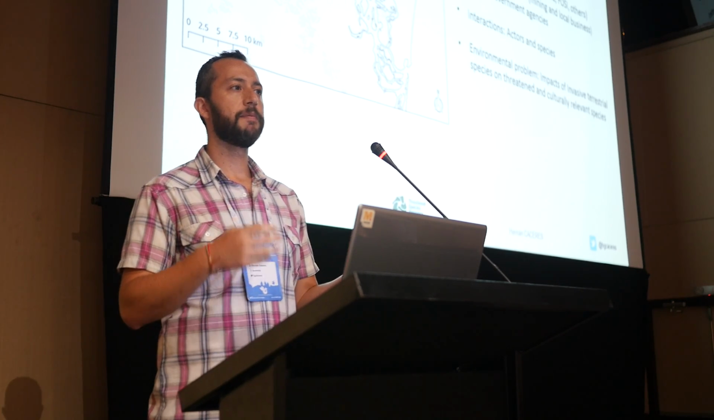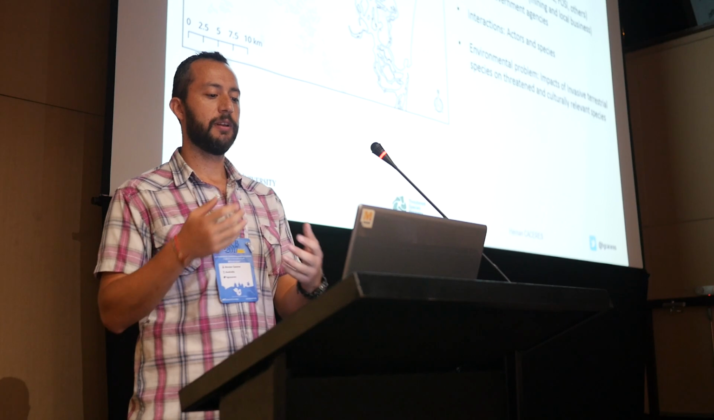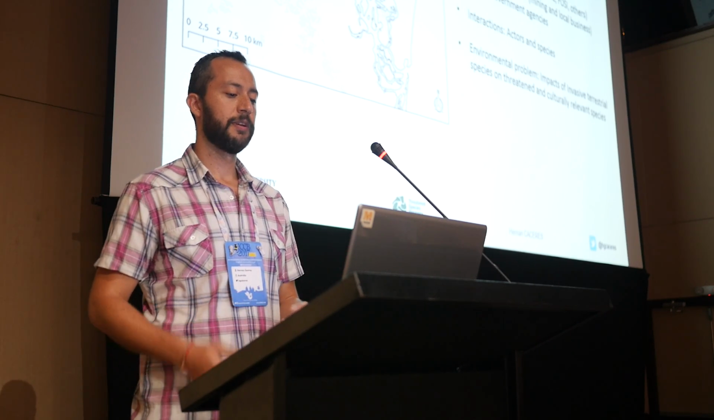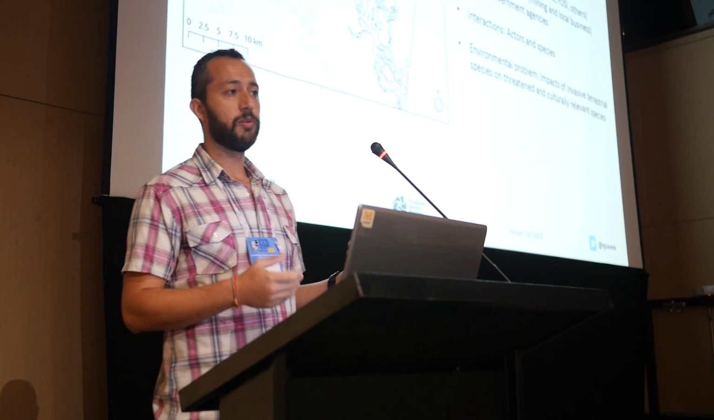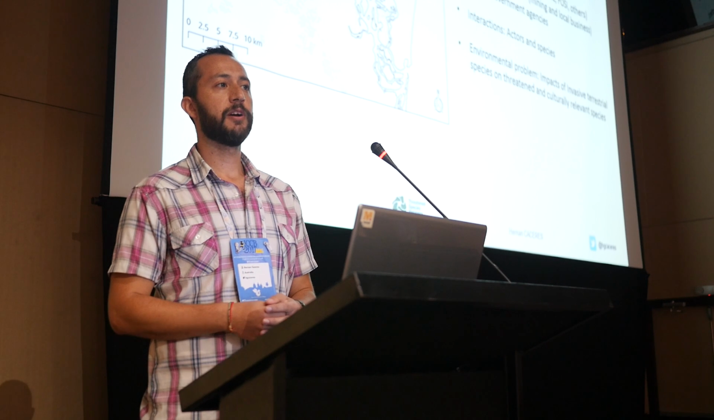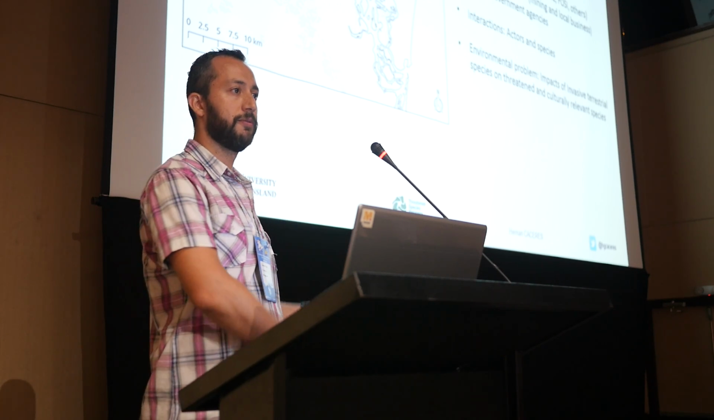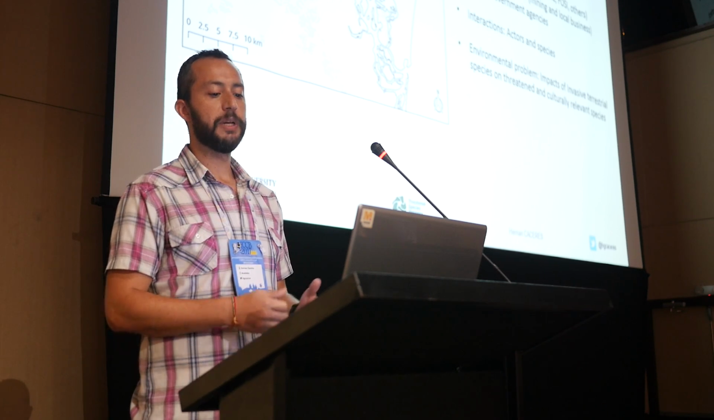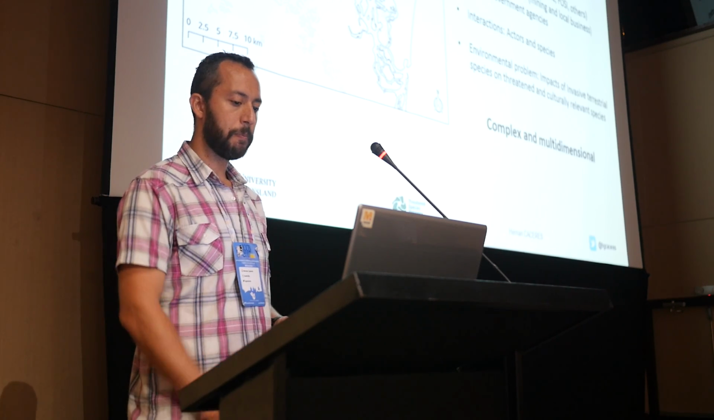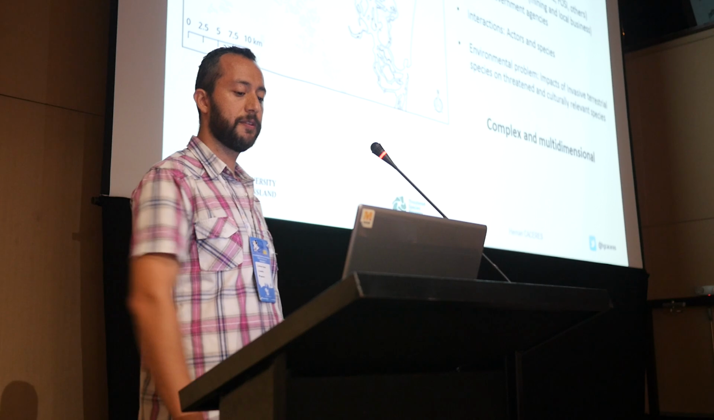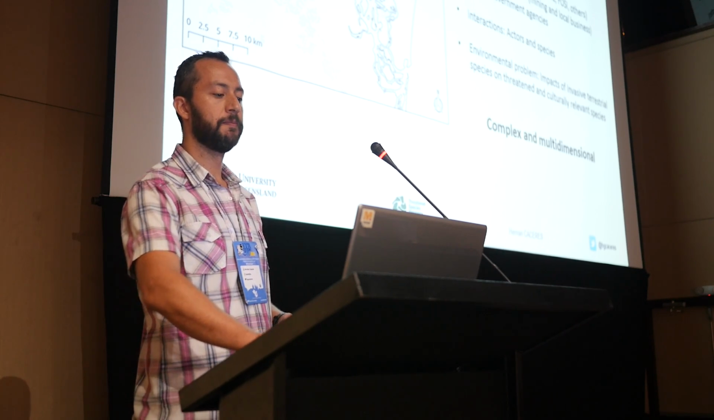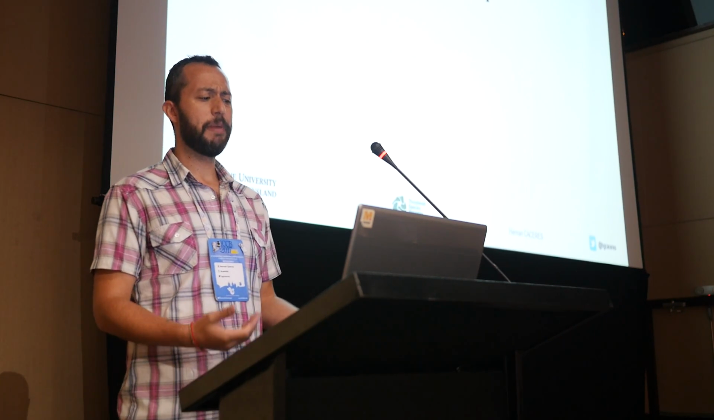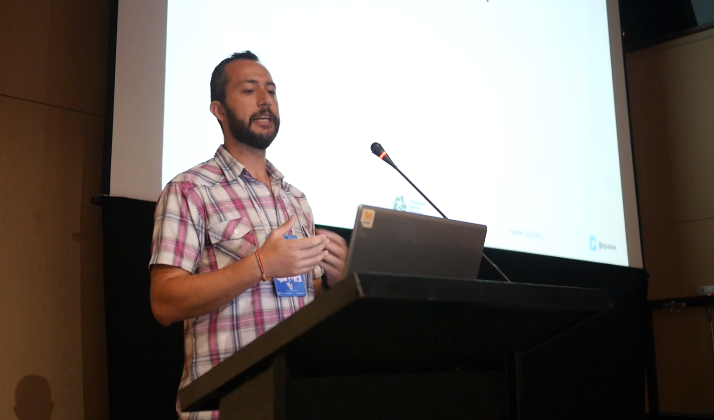At the same time, we have these different interactions between the actors and the different species. And we have the big environmental problem, which in my case is the impact of invasive species, so foxes and cats, on the threatened and culturally relevant species of the island. So as I was saying, this is a complex and multidimensional problem. So basically, how do we approach this big issue?